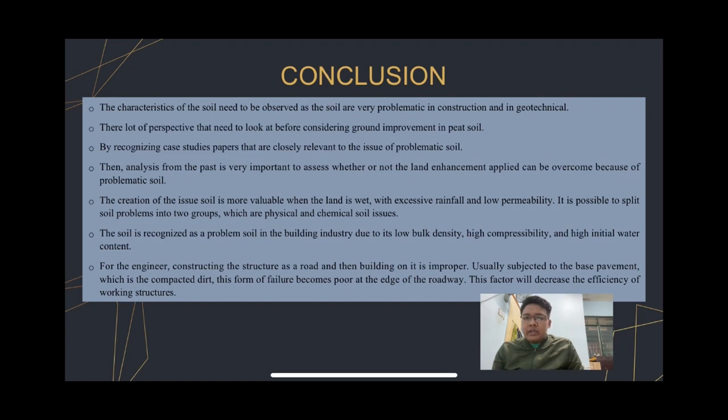For the engineer, constructing a structure such as a road and then building on it is improper, usually subjected to the base pavement, which is compacted. This form of failure becomes poor at the edge of the roadway. This factor will decrease the efficiency of the working structure.